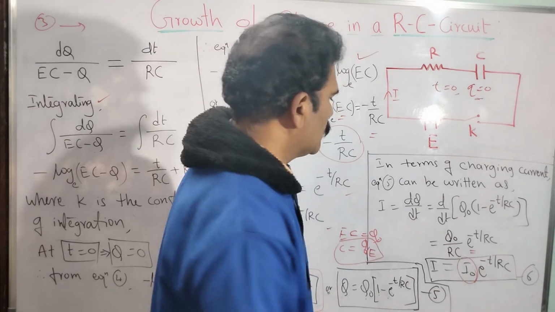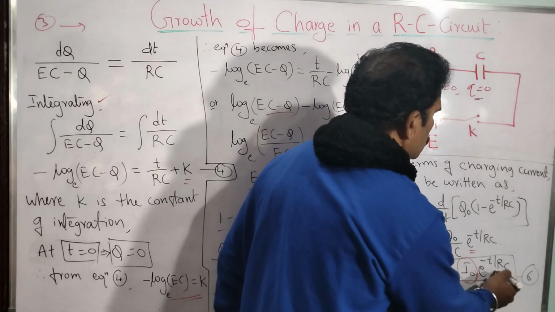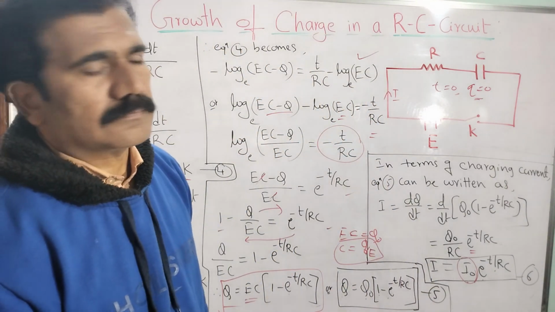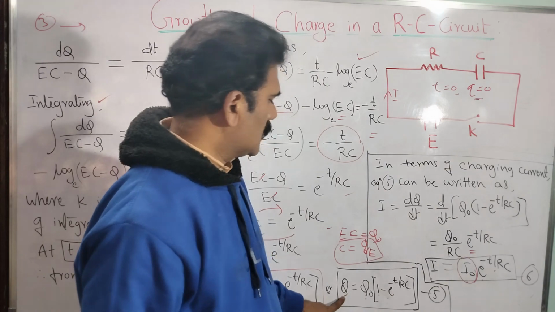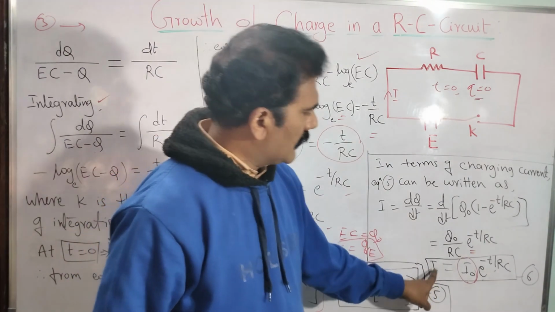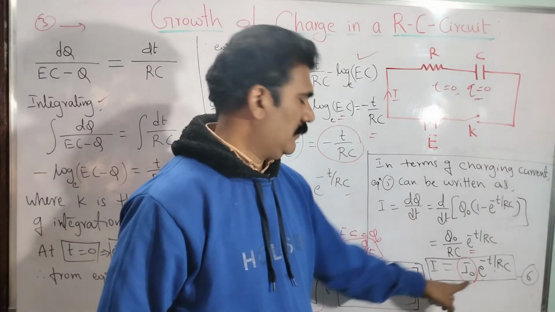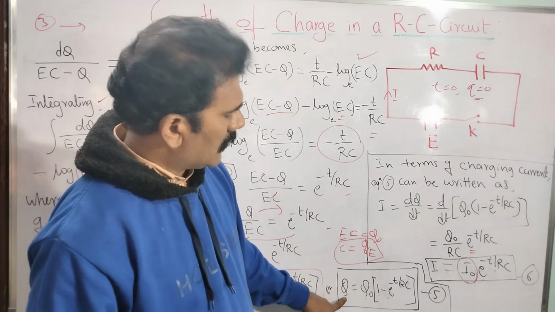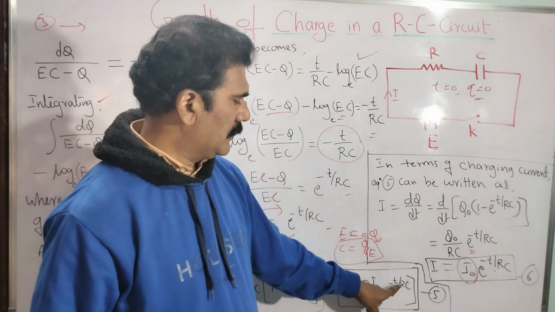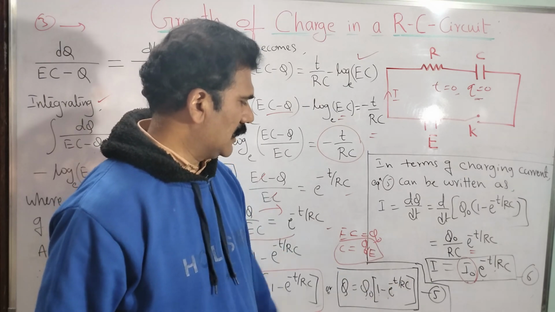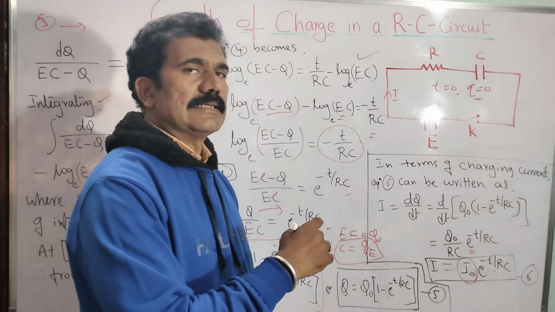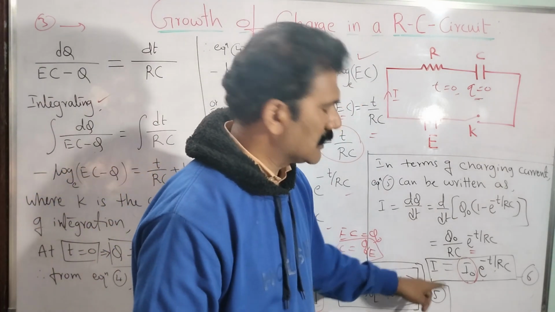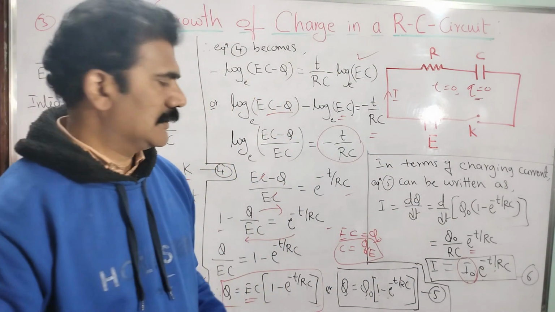So I is equal to I naught into e to the power of minus t by RC. Now both are exponential terms. That means Q is also an exponential equation, and I is also an exponential equation. So if you plot the graph of the variation of the charge in the capacitor Q with respect to time, as per this equation you can understand that Q is exponentially increasing, whereas the corresponding charging current is exponentially decreasing again.